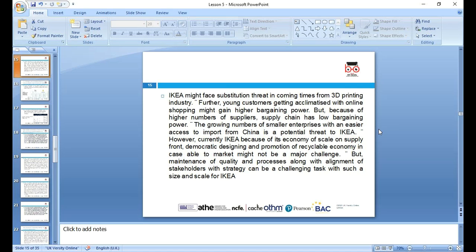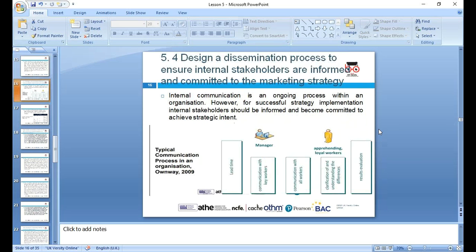So IKEA faces the substitution threat. Yes, there is a substitute. People can copy their idea. The 3D printing industry, and young customers siding with online shopping. Yes, that is again higher bargaining power. Because when you buy online you have higher bargaining power, but because of the higher number of suppliers in the supply chain, there is low bargaining power, with the growing number of smaller enterprises. So we need to think about what is the fit. It's always good to look around the IKEA strategies and we can evaluate.